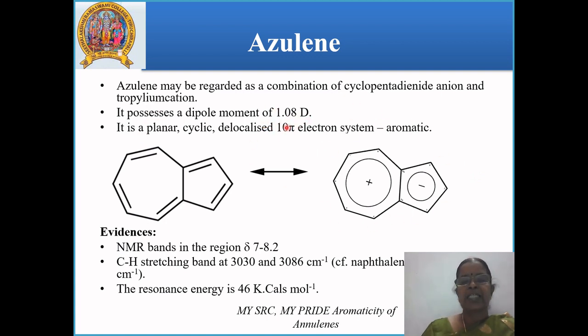The molecule has a dipole moment value of 1.08 D due to the presence of the dipolar structure. The NMR peak at delta 7 to 8.2 corresponds to aromatic protons. The C-H stretching band also corresponds to aromatic. The resonance energy of the molecule is also 46 kilocalories per mole. So it is an aromatic compound.